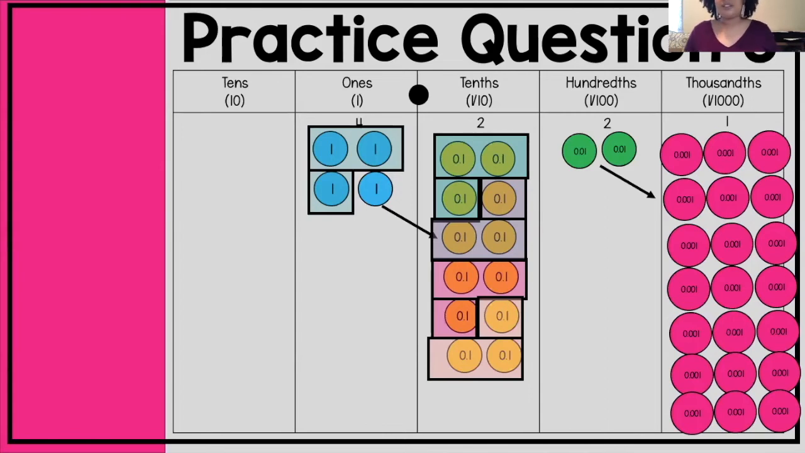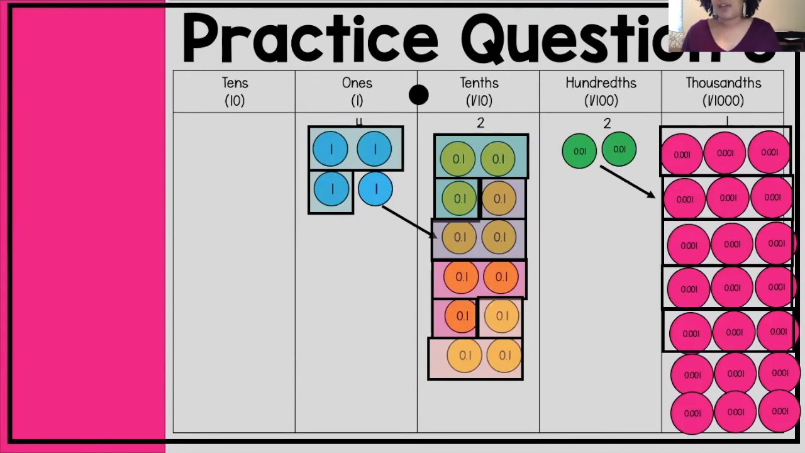Right, 21. Let's see if we can make any groups of 3. 1, 2, 3, 4, 5, 6, 7. So I have made 7 groups of 3 in my thousandths place. So now I'm ready to go back over to my ones place to see how many groups of 3 I made in each place on my place value chart.